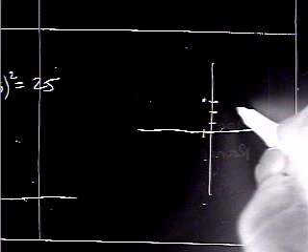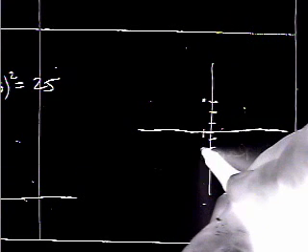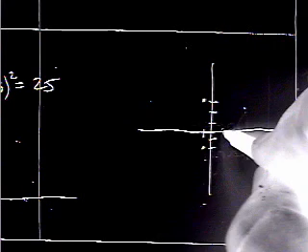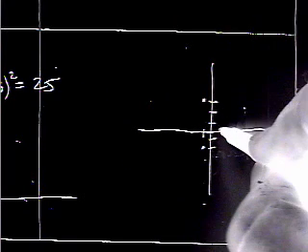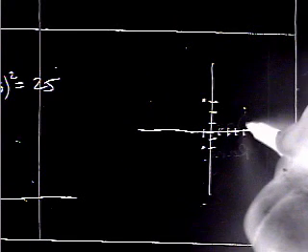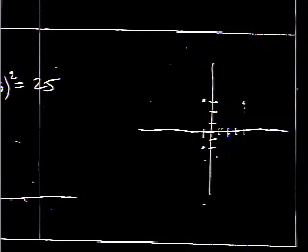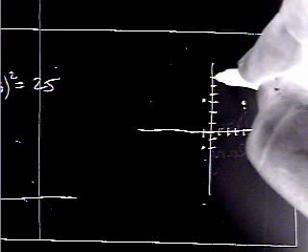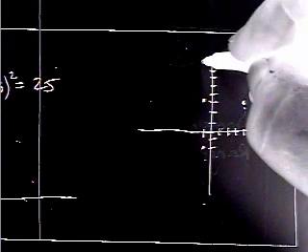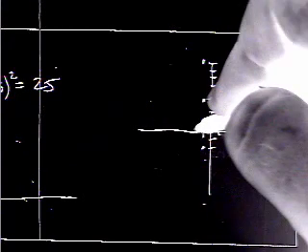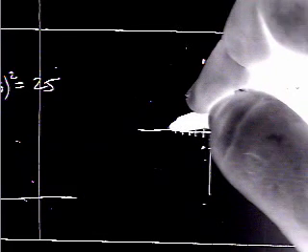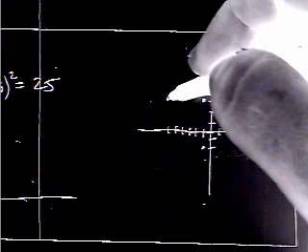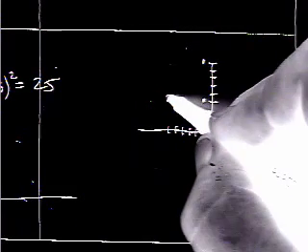And then I need to use the radius of 5. So down 3, 4, 5. So there's the bottom edge. To the right 1, 2, 3, 4, 5. There's the right side, right? Because you moved over 5 units that way. There's the top, 1, 2, 3, 4, 5. There's the left side. Okay?